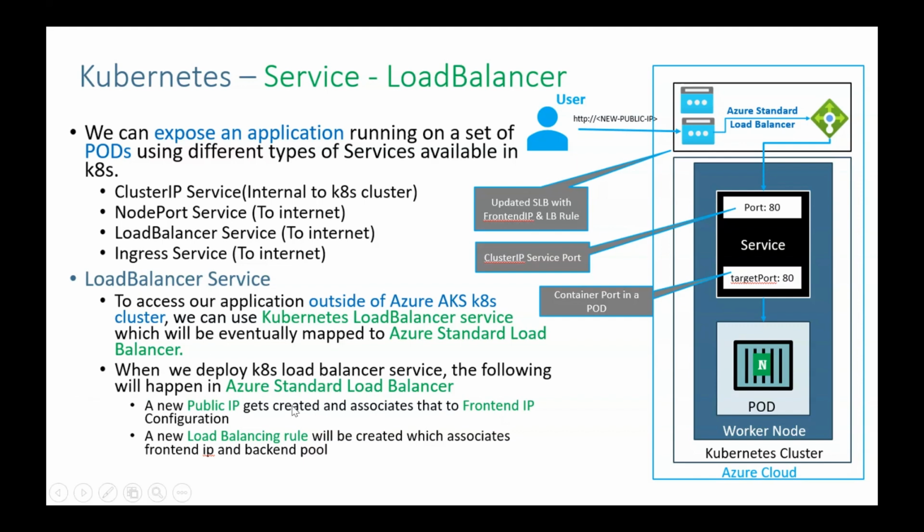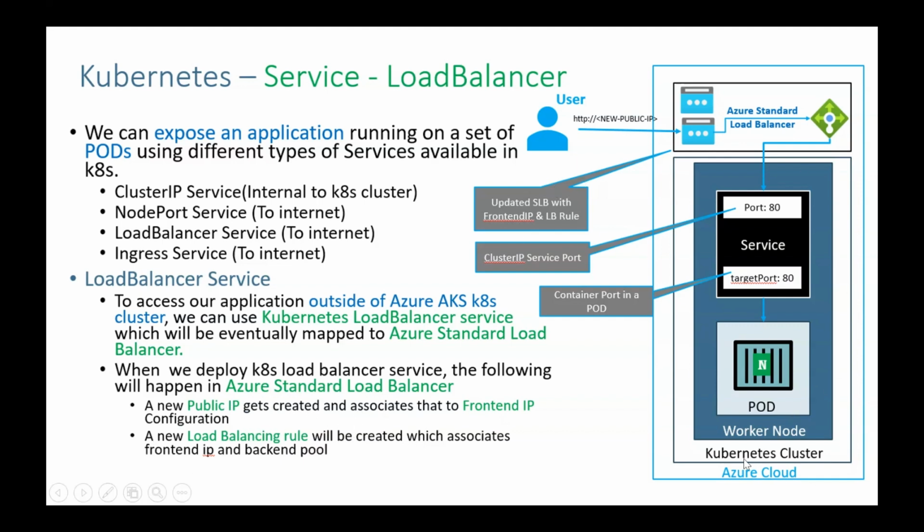Okay, when we create a load balancer service, the following will happen in the Azure load balancer. Azure standard load balancer: a new public IP gets created and associated to the front-end IP configuration. A new load balancing rule will be created which associates the front-end IP and the backend pool, which we just discussed.